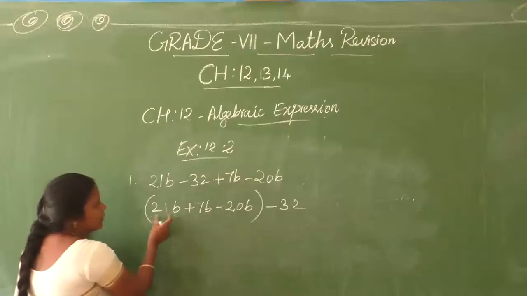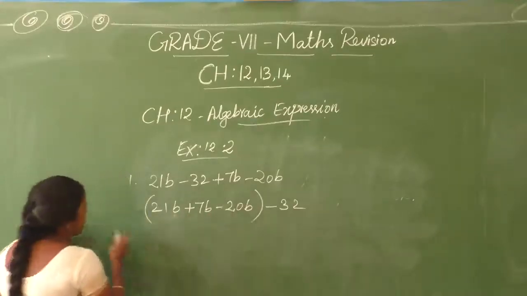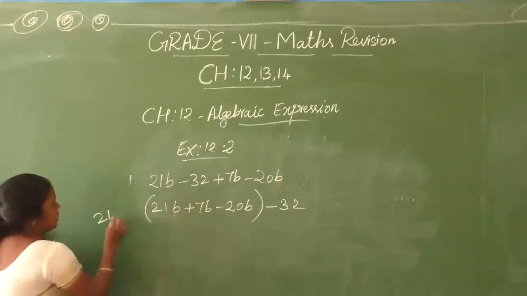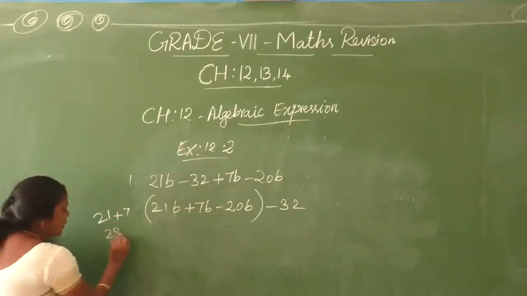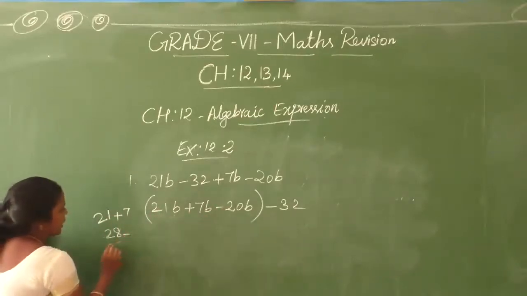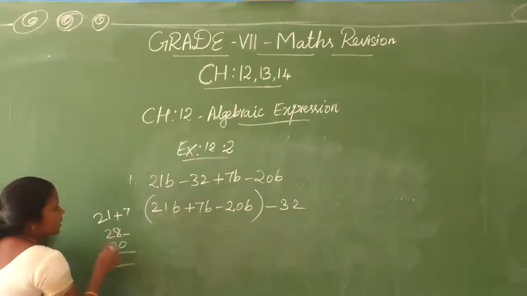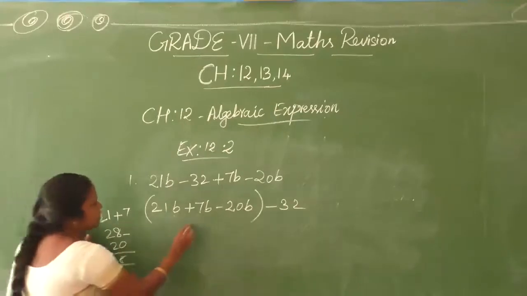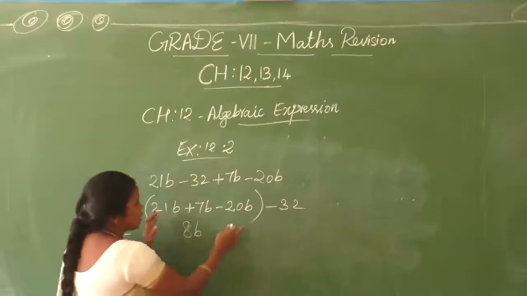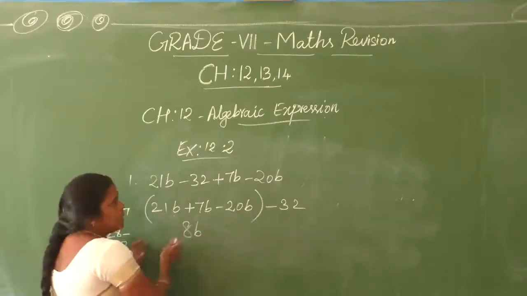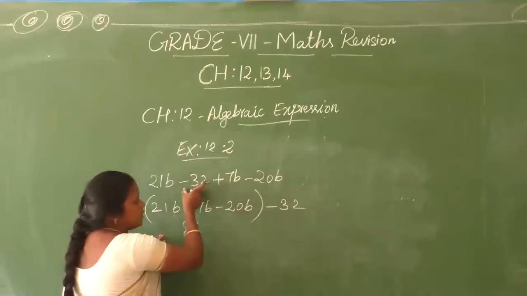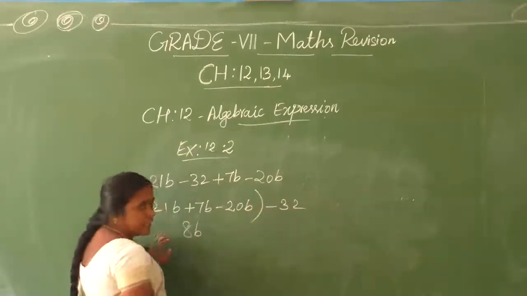Plus 21 plus 7 minus 20 plus 21 plus 7. What comes? Plus 28, plus 28 minus 20, plus 28 minus 20. What answer? 8. So 8b. With, actually, this is a variable term. The constant term which is present is minus 32 only. For minus 32 there is no pair, there is no number.